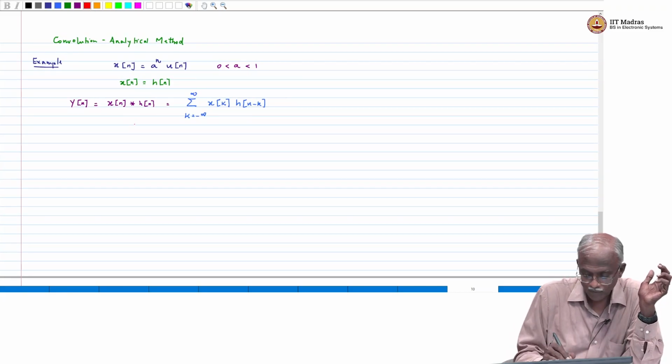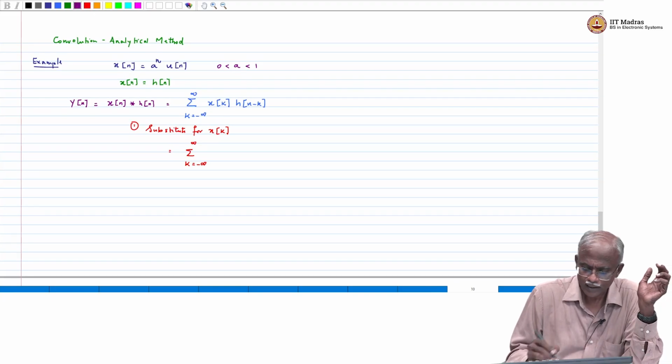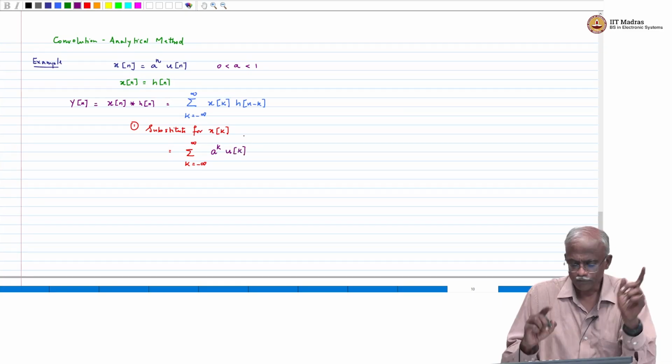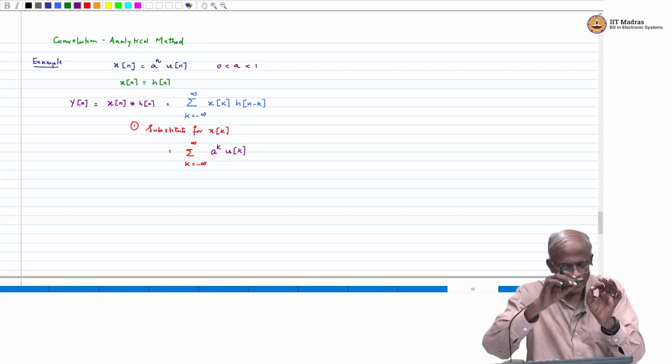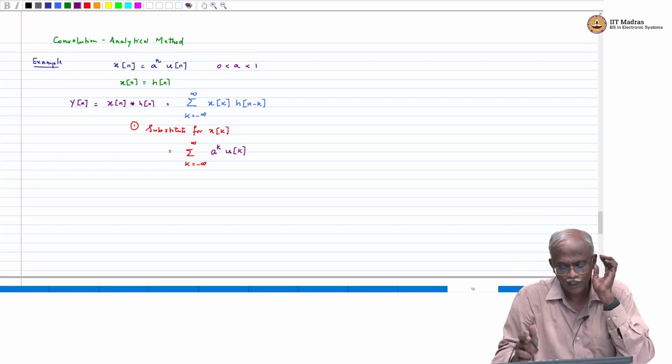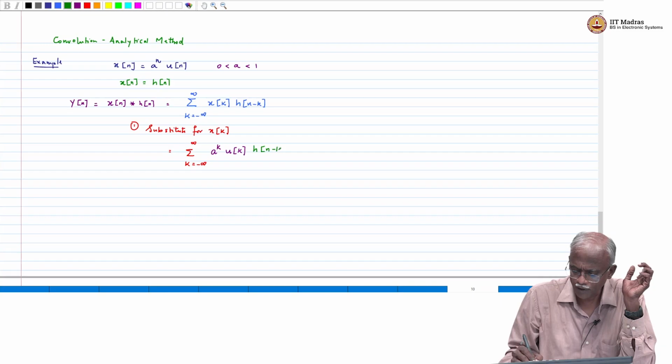Now, step 1, substitute for x of k. Take this summation, k equal to minus infinity to infinity. x of k will be given by a to the power k u of k. Don't get confused between n and k. What is the argument is k. If you have argument k, it will be a raised to the power of the argument, u of the argument. So a to the k u of k times h of n minus k.